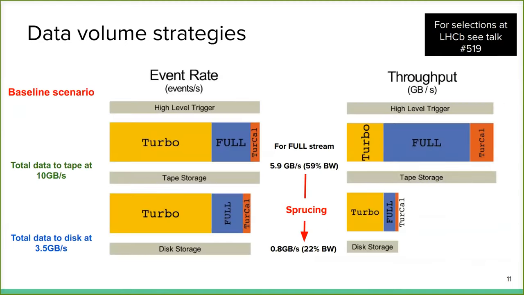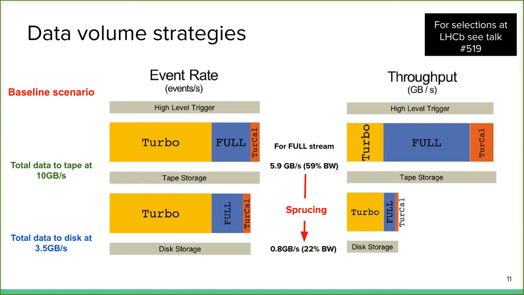And this slide really shows the workload that the sprucing will have to do. So on the left, you can see the event rate, and on the right, the throughput for what comes out of the trigger, what gets stored to tape, and what gets stored to disk. And you can see the event rate is dominated by the turbo stream, but the throughput is hugely dominated by the full stream just because of the event size.